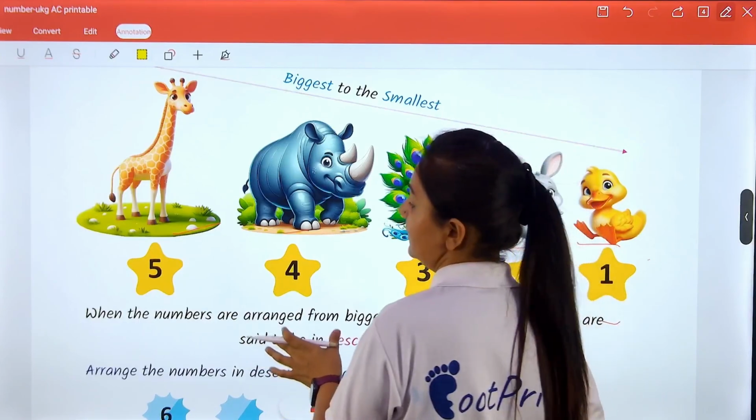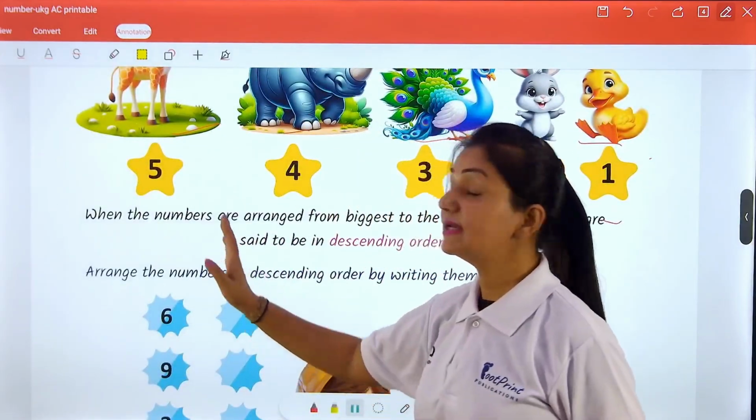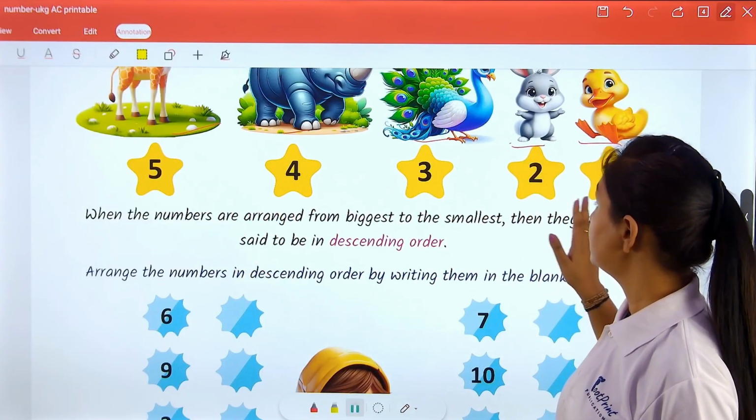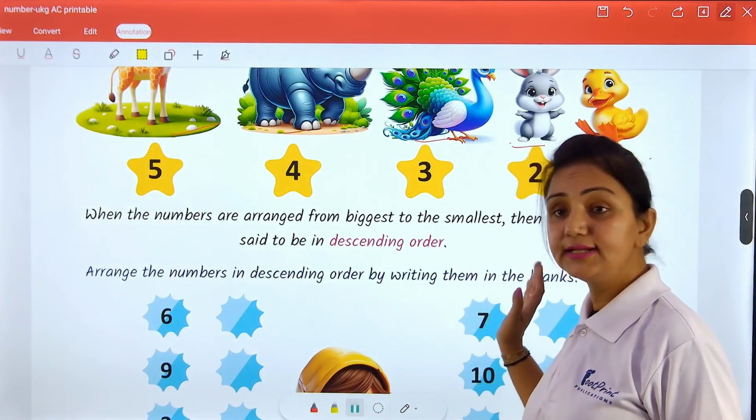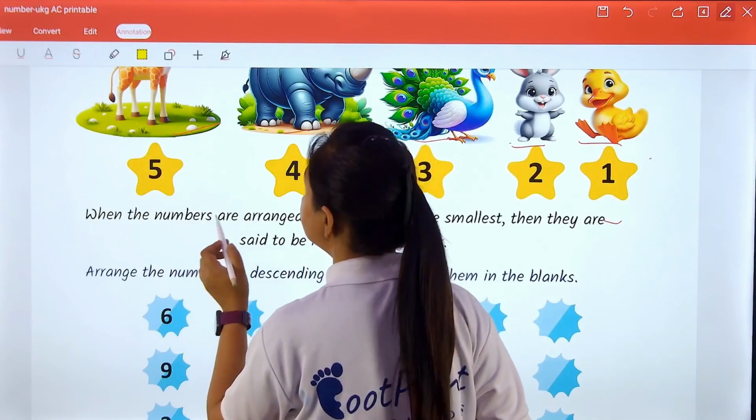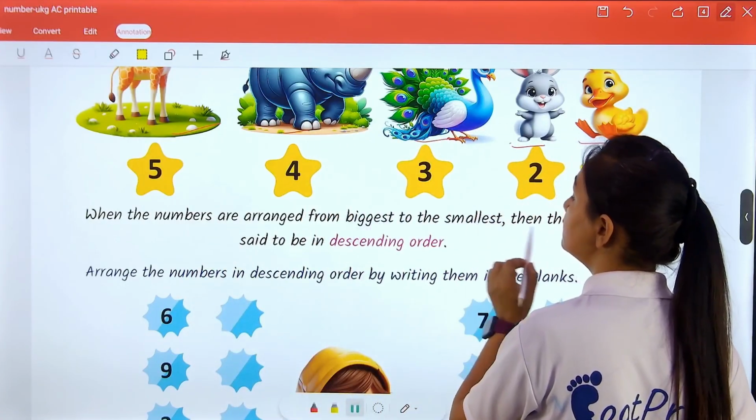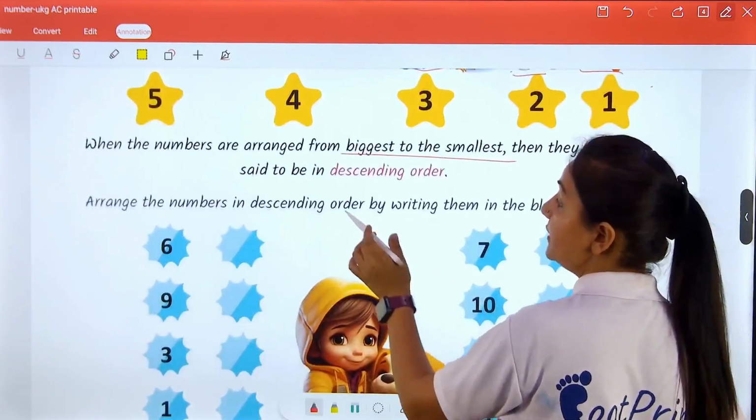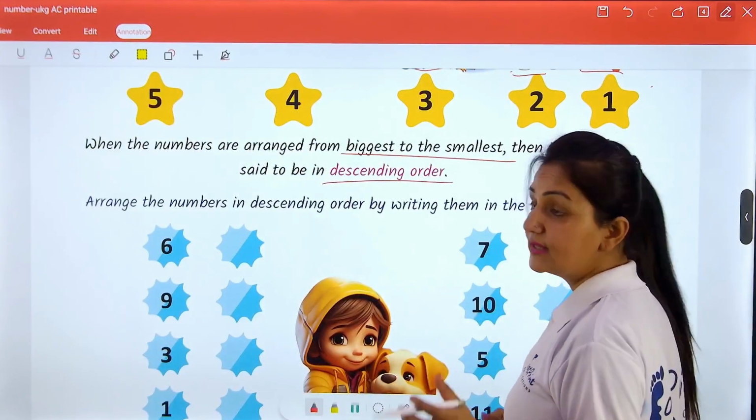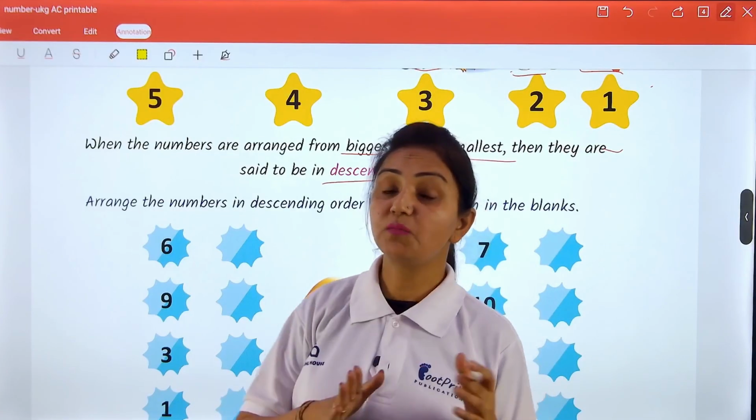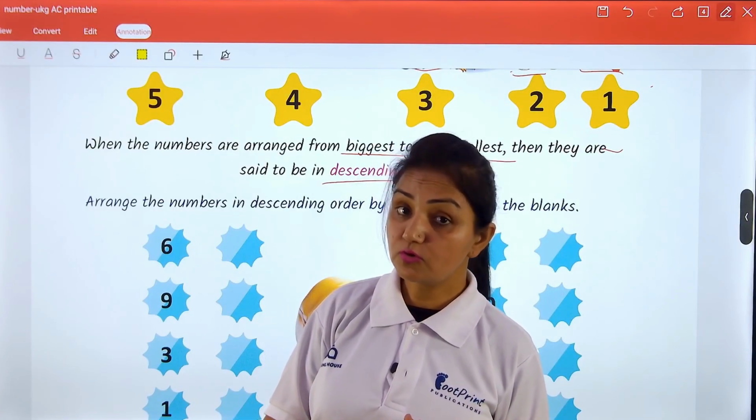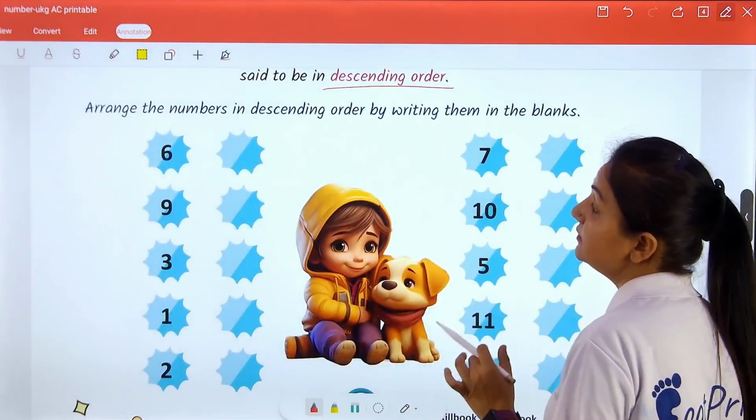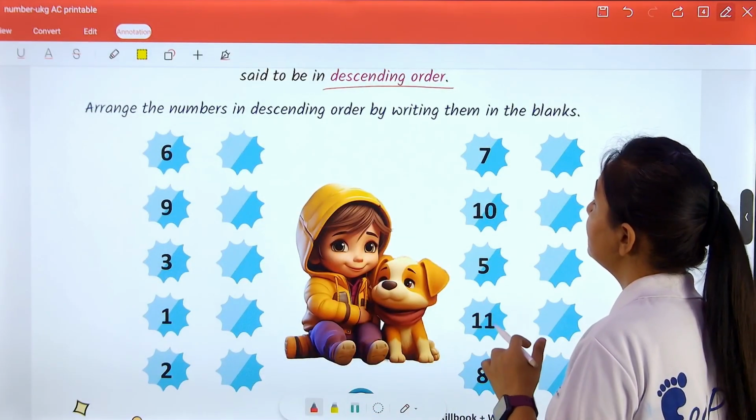Okay? In the same way, we will understand the concept of number also. Number 5, number 4, number 3, number 2, and then number 1 at the end. When the numbers are arranged from biggest to smallest, then they are said to be in descending order. जब numbers को हम biggest से smallest की तरफ लगाते हैं, तो उसको हम क्या कह देते हैं? Descending order.